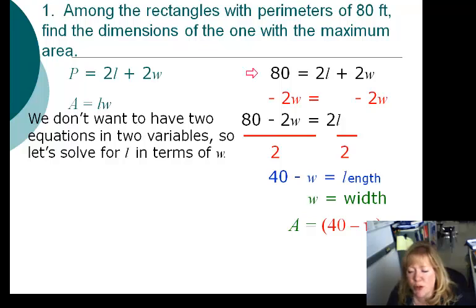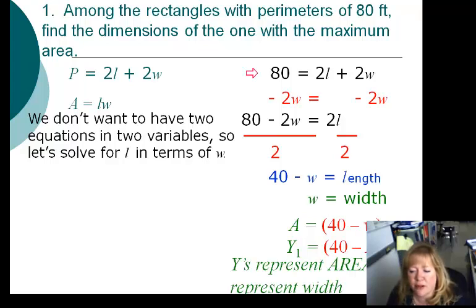If you notice, if you multiply the W through there, you're going to get a quadratic, which gives you a parabola. So when we go to do this, we're going to put that in our graphing calculator. Caution on the graphing calculator: make sure you know what your y represents and what your x represents. In this case, our y is going to represent our area, and the x is going to represent the width. So make sure you keep that in mind when you're doing your graphing. So let's go ahead and graph that.